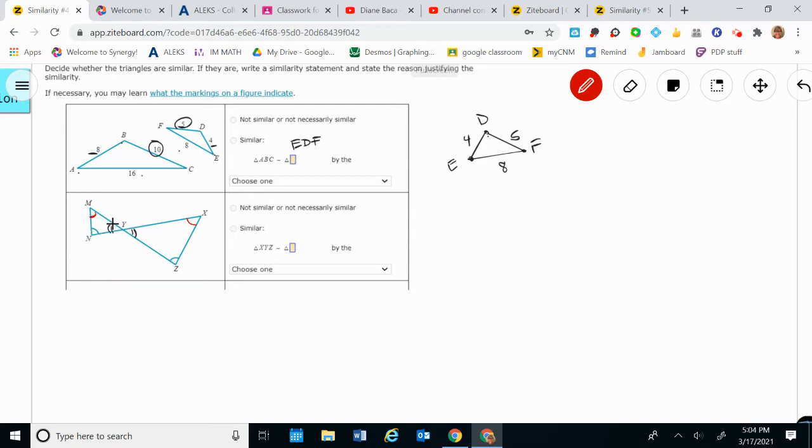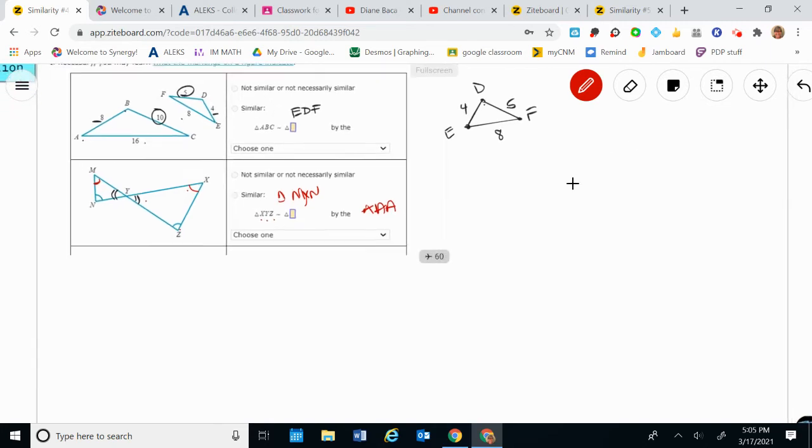This is blue to red to black. Wait, what did they do? They did X, Y, Z. So they did red to black to blue. So we want to do the same thing here. Red, which is M, to black, which is Y, to blue, which is N. MYN, triangle MYN, by the angle theorem. If all the angles are the same, then we have similar triangles. Not congruent, guys, similar. Similar, similar, similar.